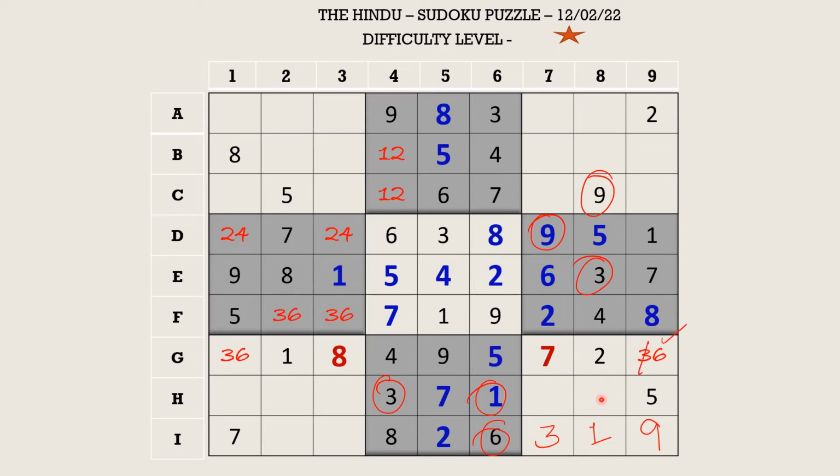There are only two empty cells. The missing numbers are 4 and 8. There is a 4 here in F row which blocks. So H8 takes 8 and H7 takes 4. So in I row the missing numbers are 4 and 5. There is a 5 here in column 2 which blocks here. So I2 takes 4 and I3 takes 5. Here G1 becomes 3 now.